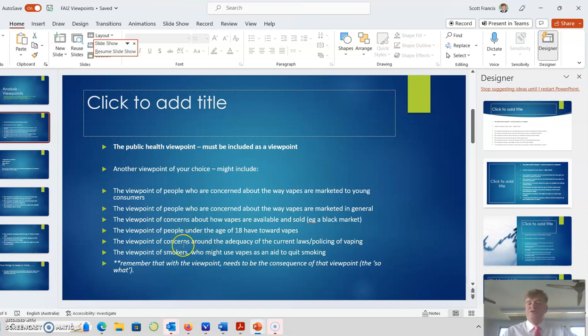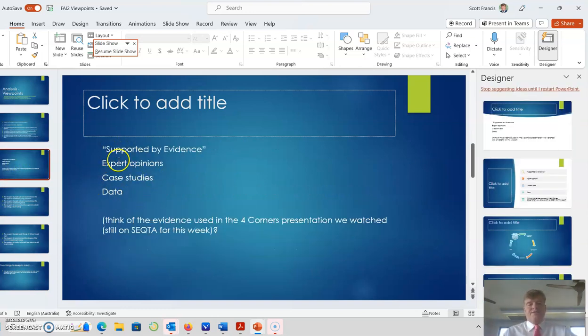Viewpoint of those people who are concerned about either the current laws or the policing, whether there's any policing of vapes related to the current law. Is it more of a black market type situation? And remember that with the viewpoint, I've already mentioned this once, there needs to be the consequence of that viewpoint. Just a sentence that has the so what. You know, the important idea from this viewpoint is, or the next step from this viewpoint is that it leads to whatever sort of thought around action, perhaps.